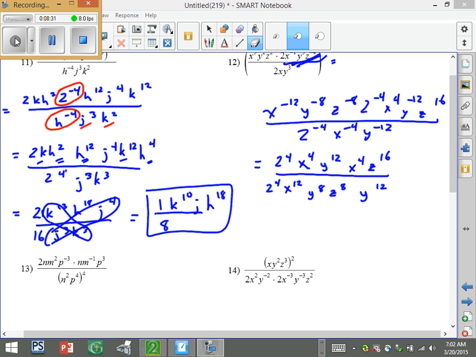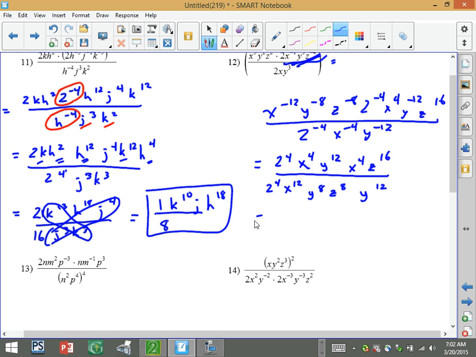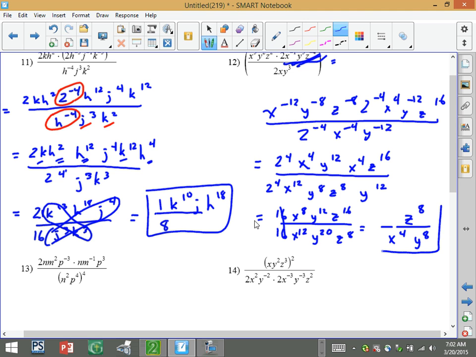So what you see there, I just stopped it for just a moment to do all the switching. So anywhere there's a negative exponent, right, we just switch places. So 2 to the 4th is 16, and I'll have 8 x's, 12 y's, and 16 z's in the numerator. 2 to the 4th is 16, I've got 12 y's, I've got 12 x's, 20 y's, and 8 z's. The 16's are going to cancel. Now we have 4 x's left in the denominator, but then we'll have 8 y's left, and there'll be 8 z's left in the numerator. Make sure that's not a negative.